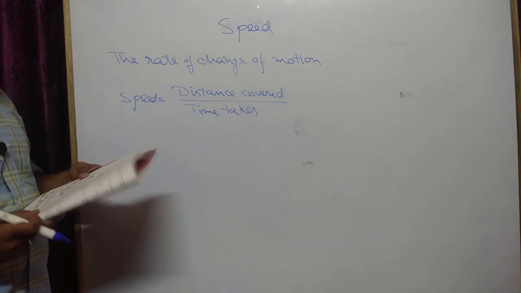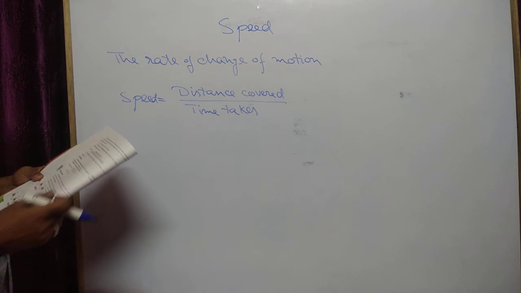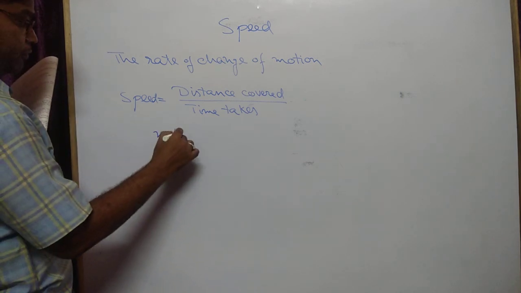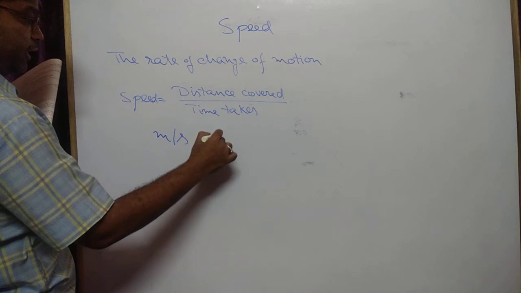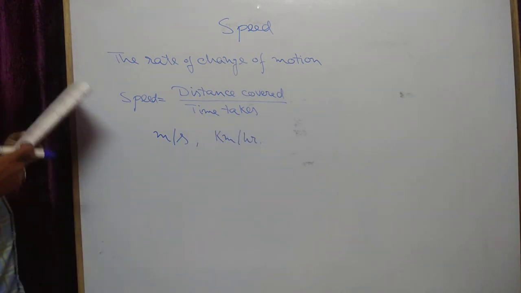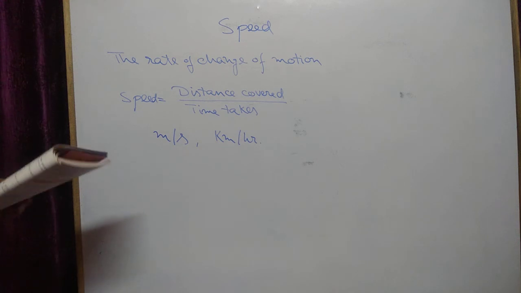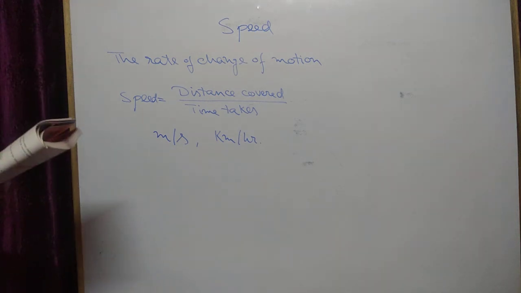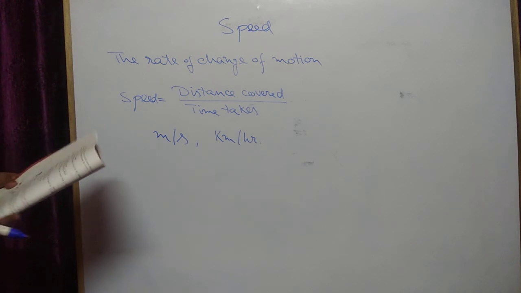There are different types of speeds, but generally in the SI system the unit is meter per second. Sometimes we can express it in kilometer per hour also. There are different types of speed. One is uniform speed, other is non-uniform speed.